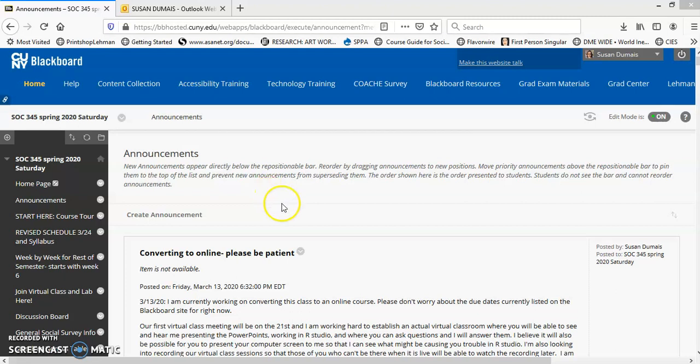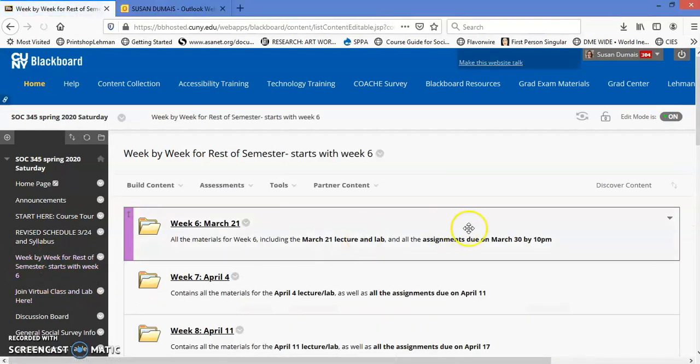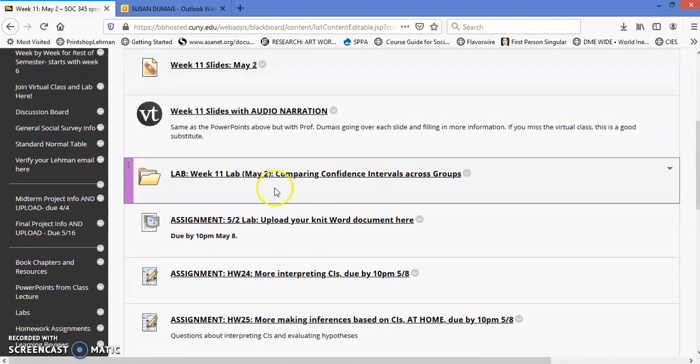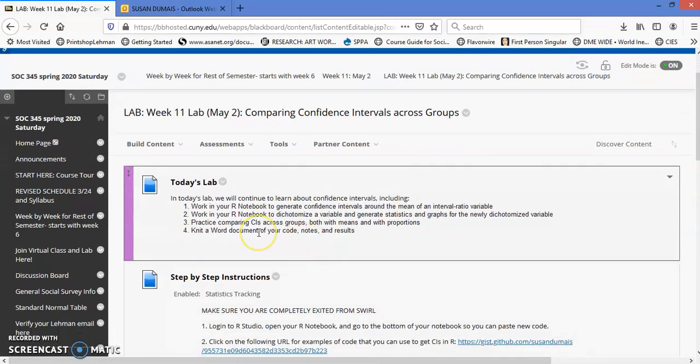Hi everybody, so this is the lab for week 11 when we learn how to make confidence intervals and compare them across groups. So we're going to begin by going into our week by week, and as I mentioned we're in week 11, and here we have the lab folder, comparing confidence intervals across groups.